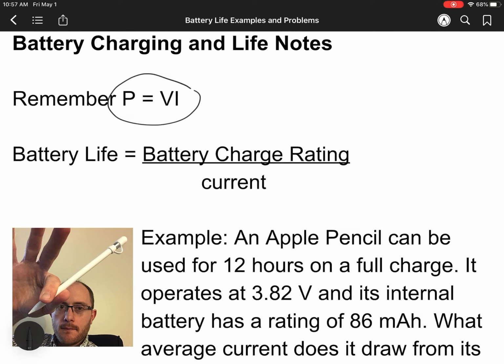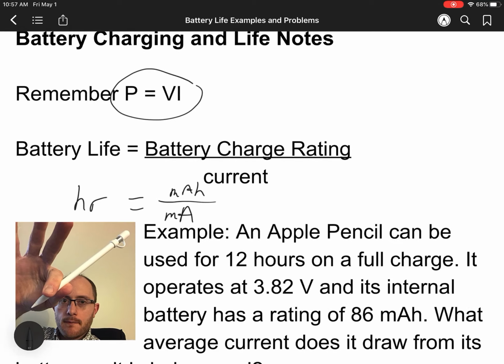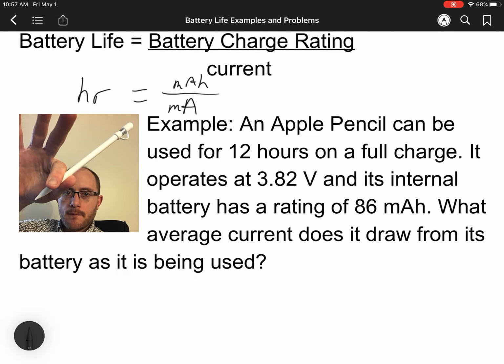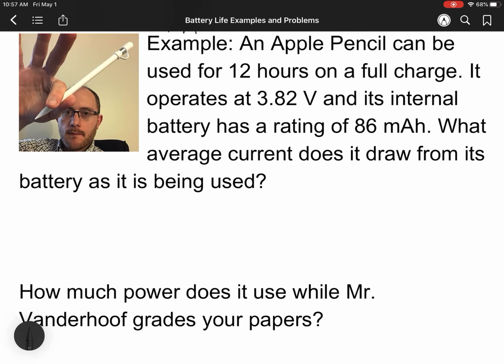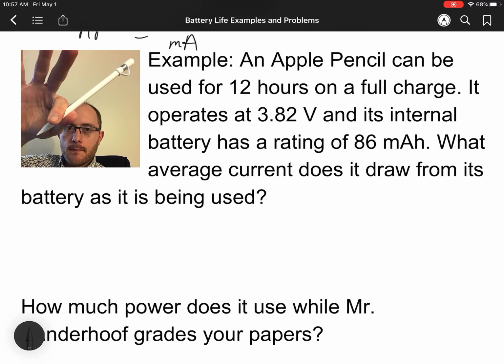But before we get there, let's look at the units for battery life. Battery life is going to be in hours usually, though it could be in seconds if you use a different unit. The battery charge rating is in milliamp hours, and your current is in amps or milliamps. So if you're going to do math that uses current, you have to convert it out of milliamps into amps. If not, it's usually okay to leave it as milliamps.